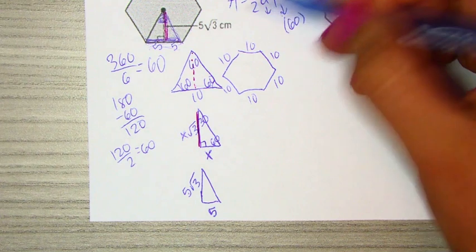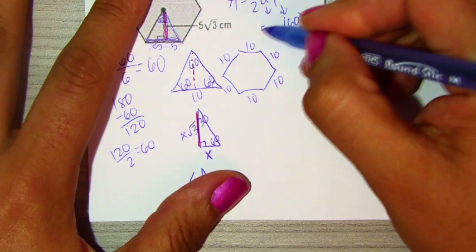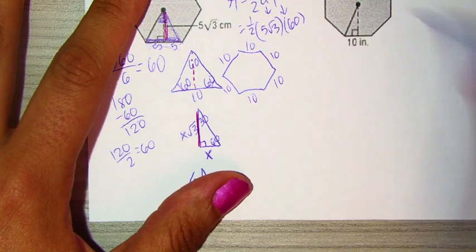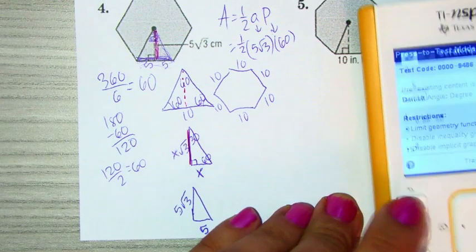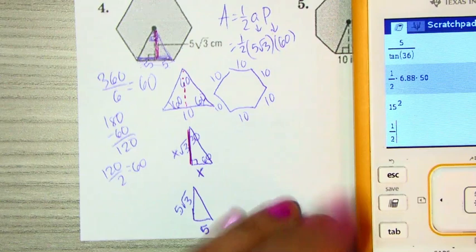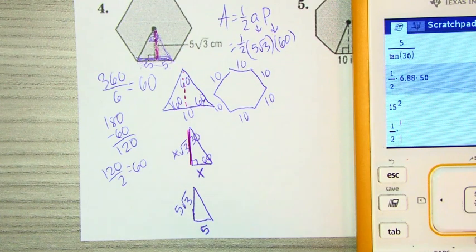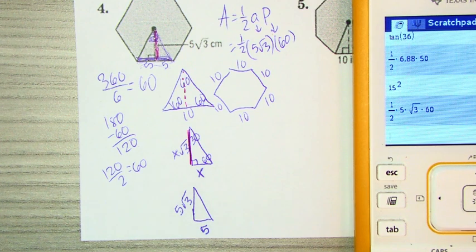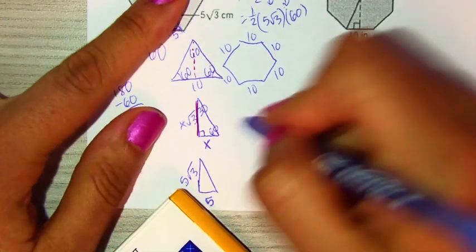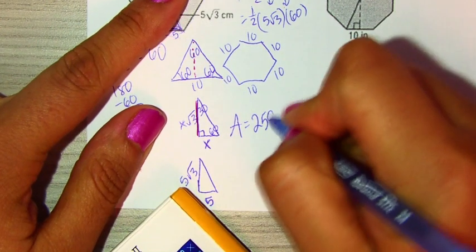And then the apothem is what they gave us right here, so 5 square root of 3. And then 1/2. So you type that in the calculator and you got your answer. So 1/2 times 5 square root of 3, and then times 60. So 259.8.